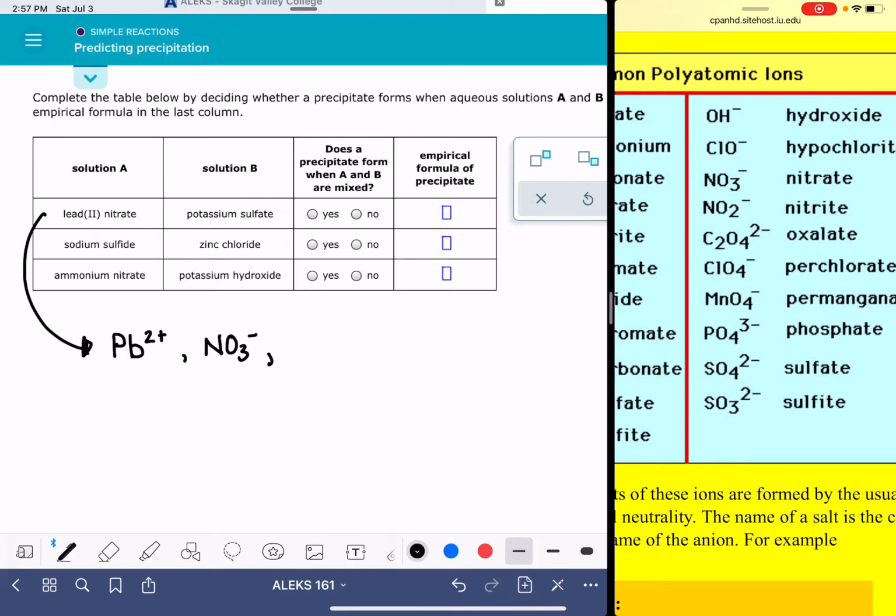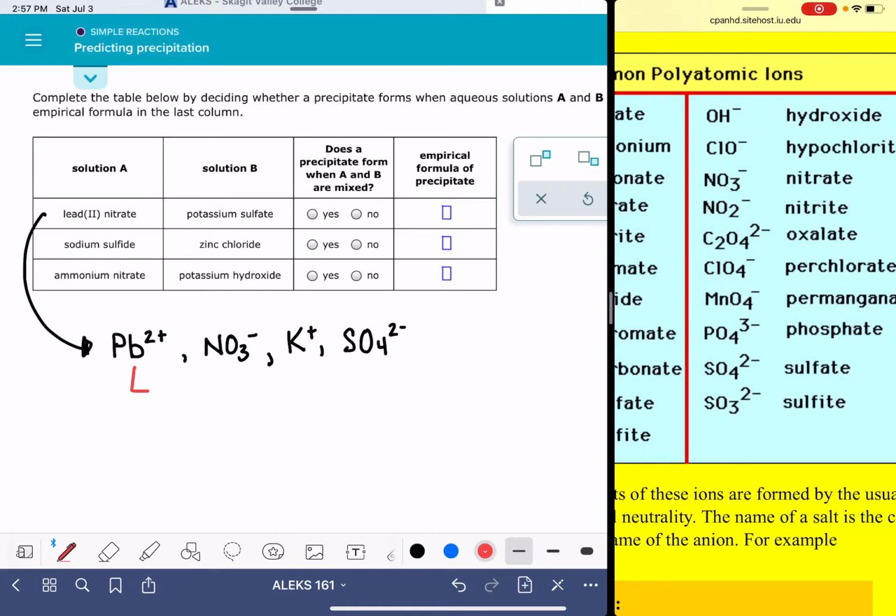Solution B has the potassium ion, which is K+, and then sulfate, which is also a polyatomic ion, that's SO4 2-. So in order for me to predict whether a precipitate forms when these solutions mix, what I need to do is consider the different possibilities of how these ions could combine.